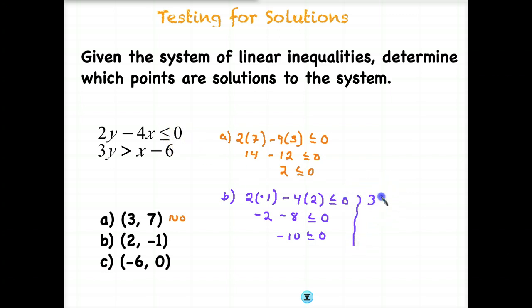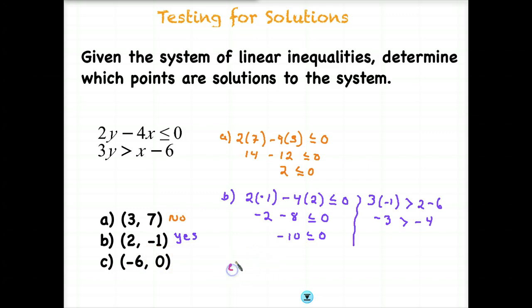So we would have 3 times negative 1 is greater than 2 minus 6. 3 times negative 1 is negative 3, and 2 minus 6 is negative 4. Negative 3 is in fact greater than negative 4. So we have tested this point and found that yes, in fact, it is a solution to our system. It works in both.